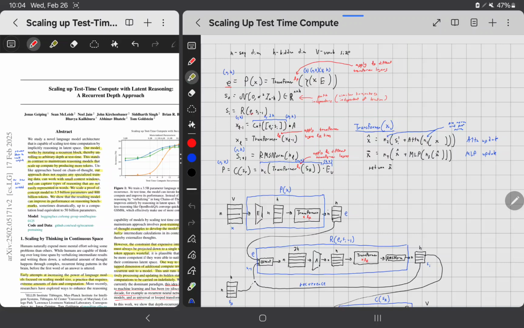So I ended up drawing this diagram, and basically we want to take this transformer, we want this recurrent module, and we're going to utilize this recurrent module during inference for scaling test time compute. And we can scale the test time compute by using this recurrent module more if we need to, or use it less if we don't need to as much.